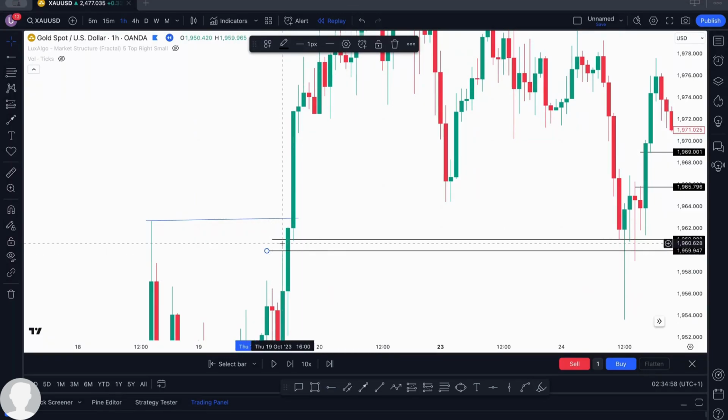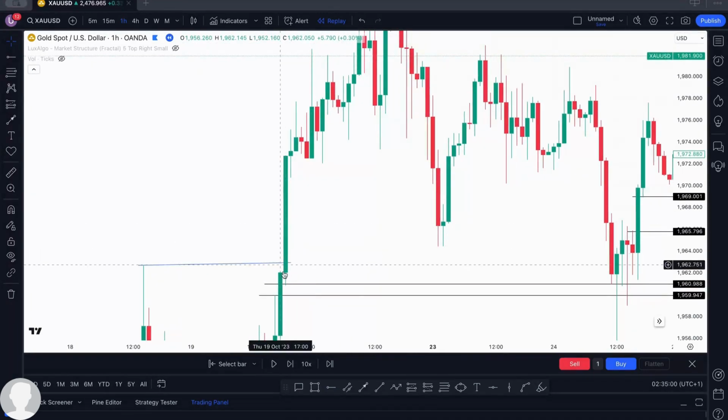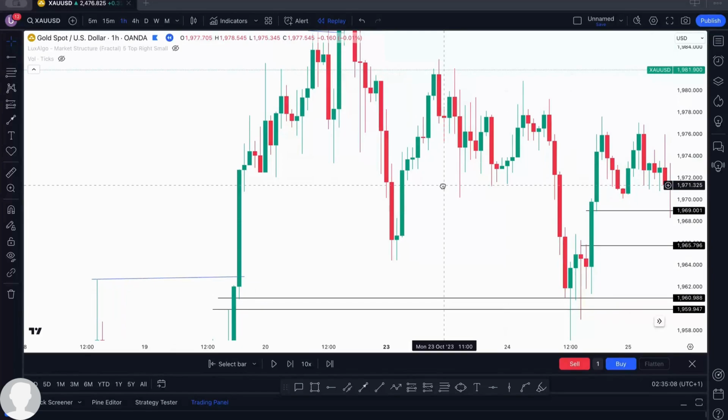Can you see that this is a fair value gap? And also this is a fair value gap. It's a three candle sequence, 1, 2, 3. You can mark from here, this upper high to here, also as your own fair value gap.